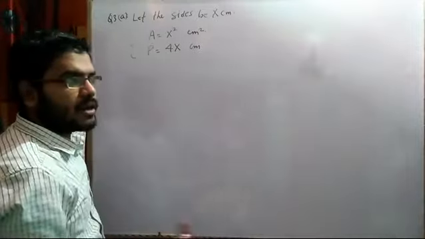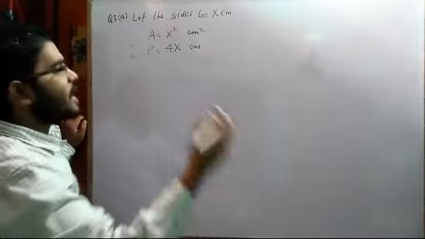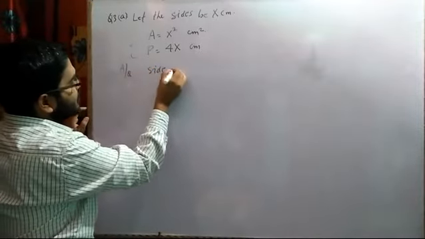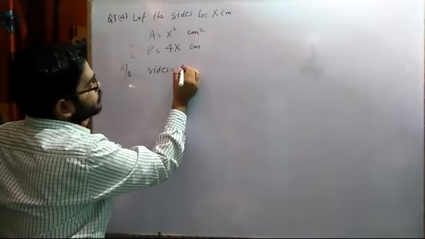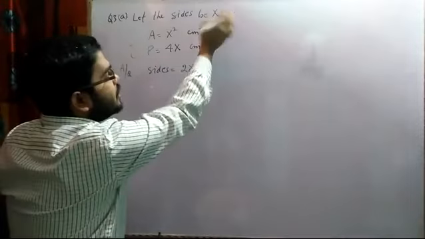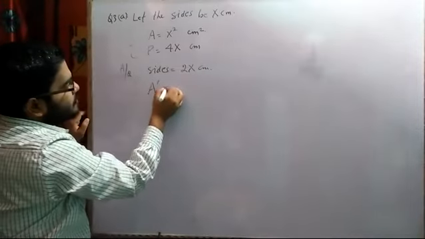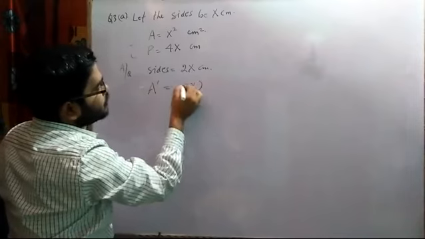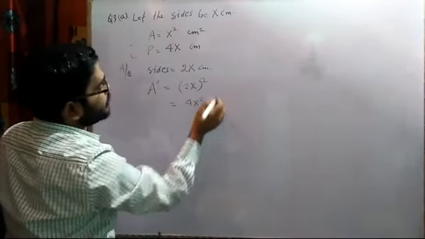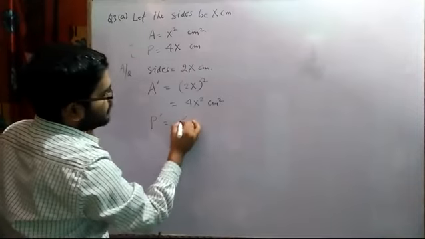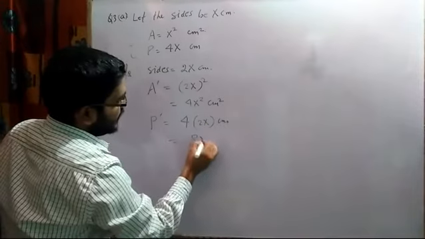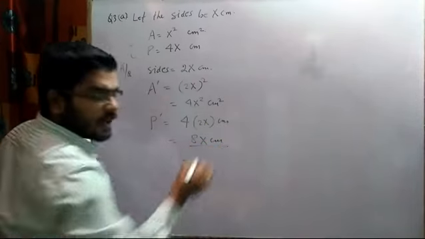Now according to the conditions, the sides are doubled. According to the question, side is equal to 2 times of x centimeter, yes or no? 2 times of x, it is doubled. So A dash will become (2x) whole square, that means 4x square centimeter square, and P dash will become 4 into 2x centimeter, that means 8x centimeter, correct?